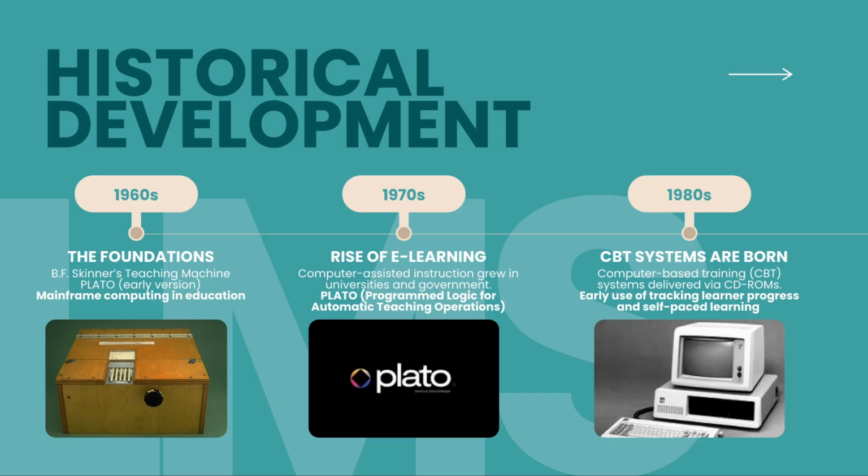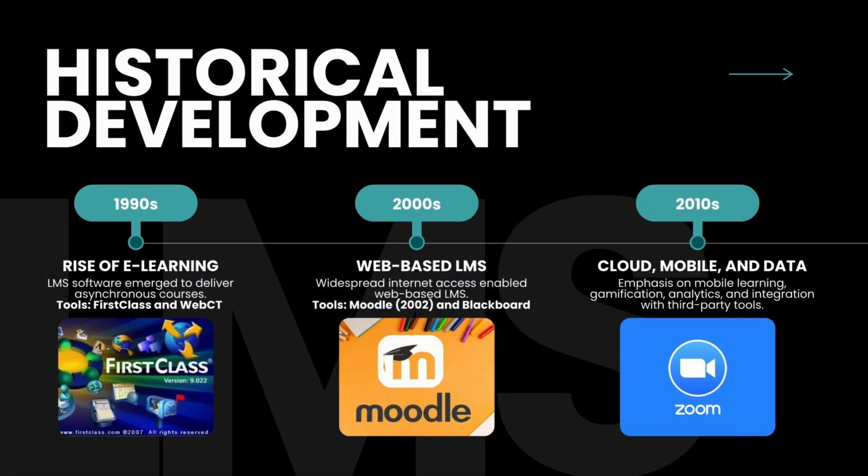In the 1980s, we got computer-based training, or CBT, often delivered on CD-ROMs. A great example is IBM's Writing to Read program, which helped kids learn to read using computers. The 1990s brought us personal computers and asynchronous learning through platforms like First Class and WebCT. The 2000s introduced online platforms like Moodle and Blackboard that supported SCORM standards and better user interfaces.